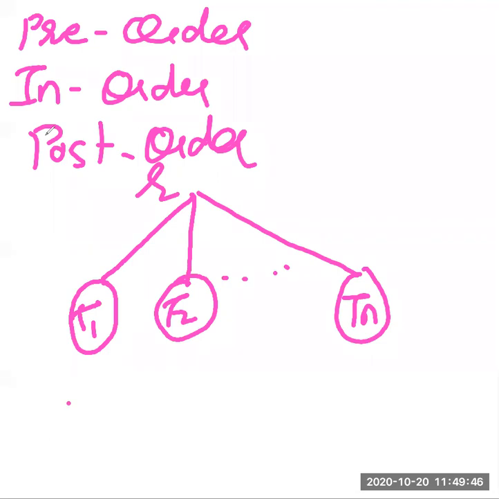Now T1 itself would be a subtree, so there could be a tree under this. Even T1 has to be traversed in pre-order way. Pre-order means visit the root first, then T2 in pre-order and Tn in pre-order. So you visit R first, mark R to be visited. Go to T1, visit T1 in pre-order. Go to T2, visit T2 in pre-order, and so on and so forth, complete till Tn in pre-order.